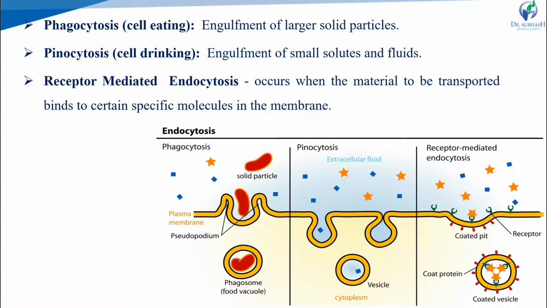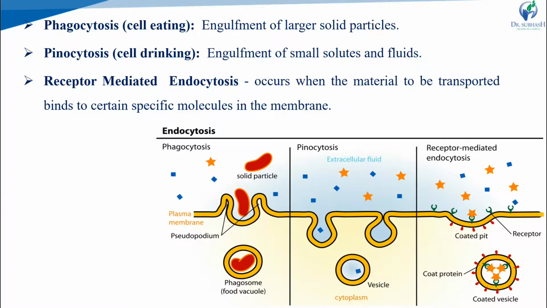Endocytosis is further classified into three parts: phagocytosis, pinocytosis and receptor mediated endocytosis. What is phagocytosis? It is also called cell eating, the engulfment of large solid particles. Pinocytosis is also called cell drinking, the engulfment of small solute fluids, liquid-like materials. And the third one is receptor mediated endocytosis.